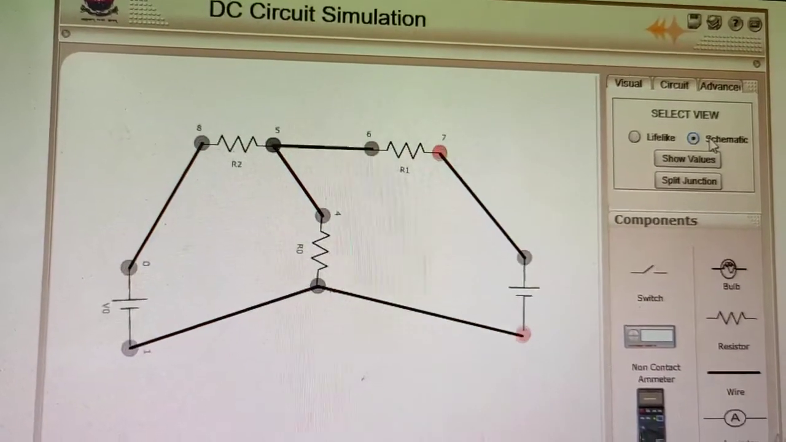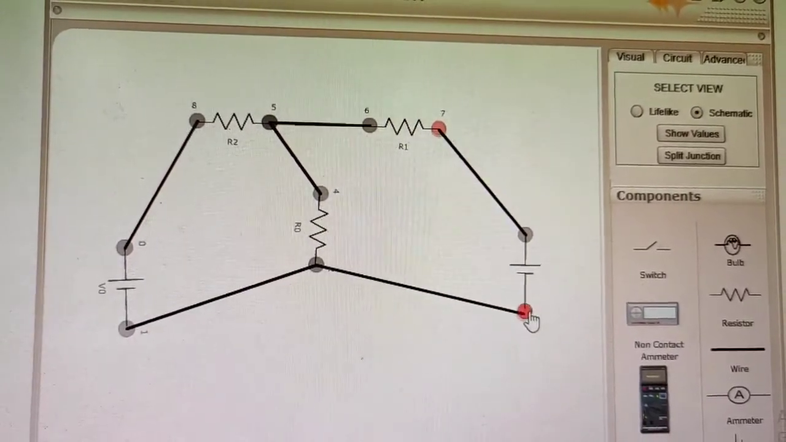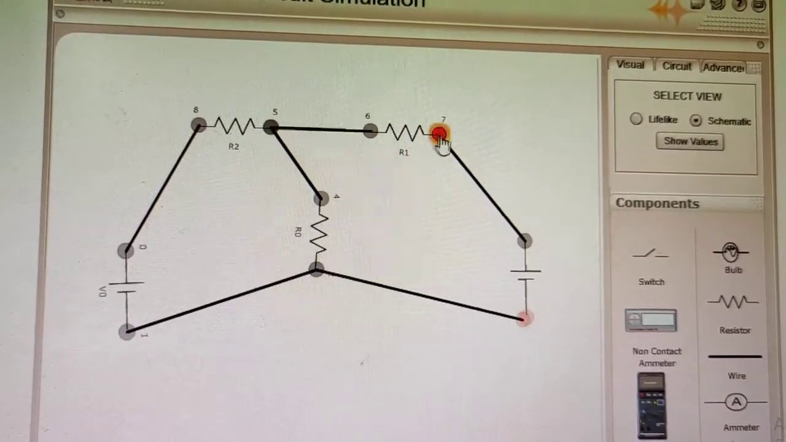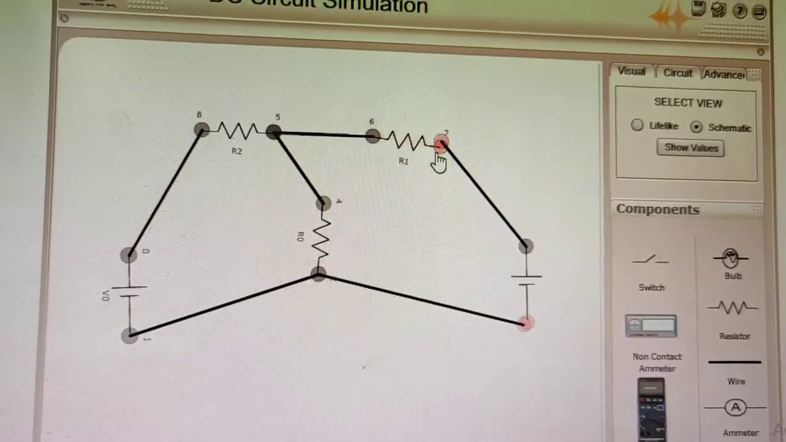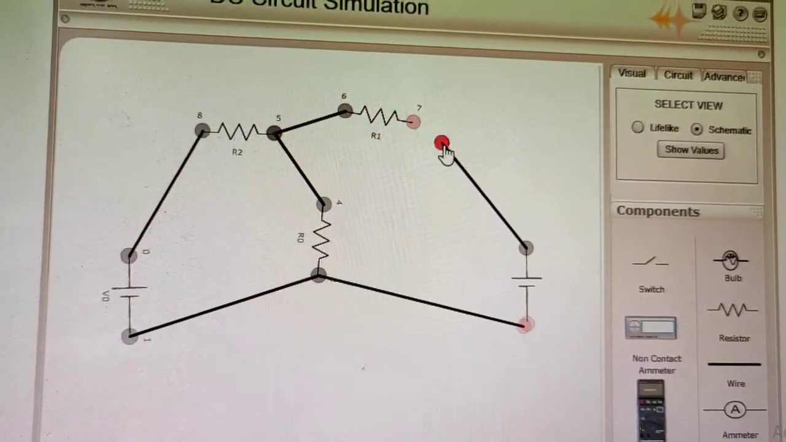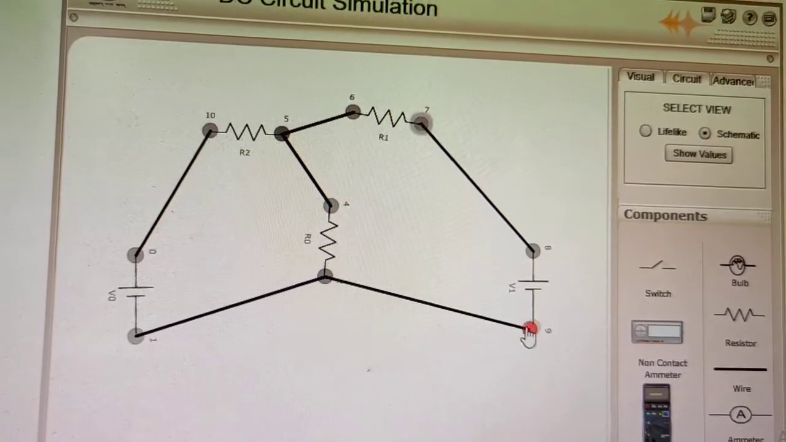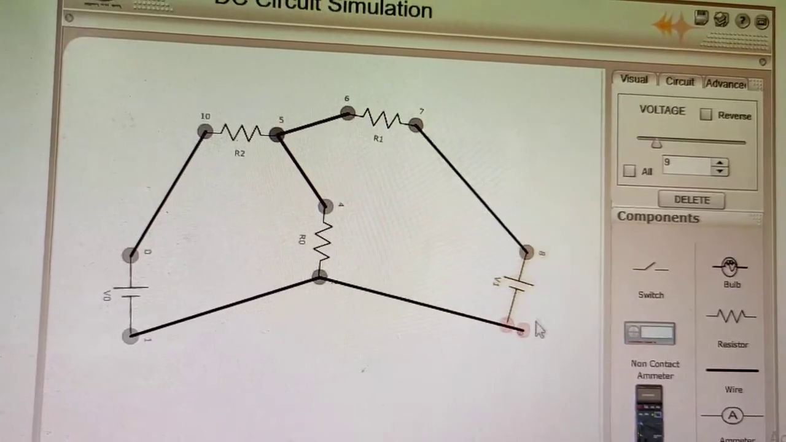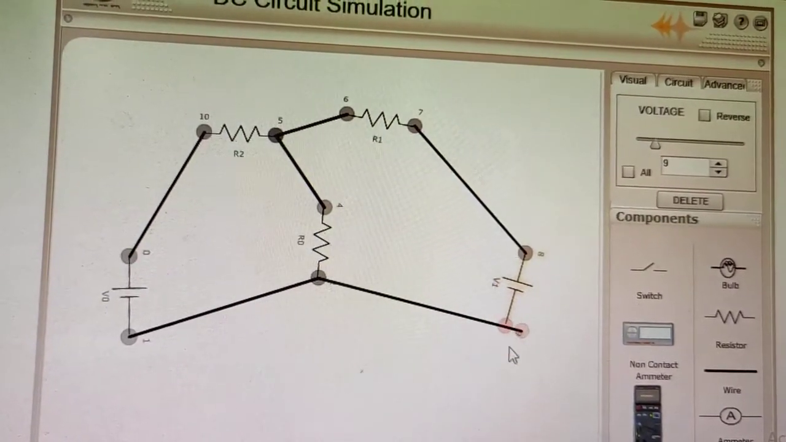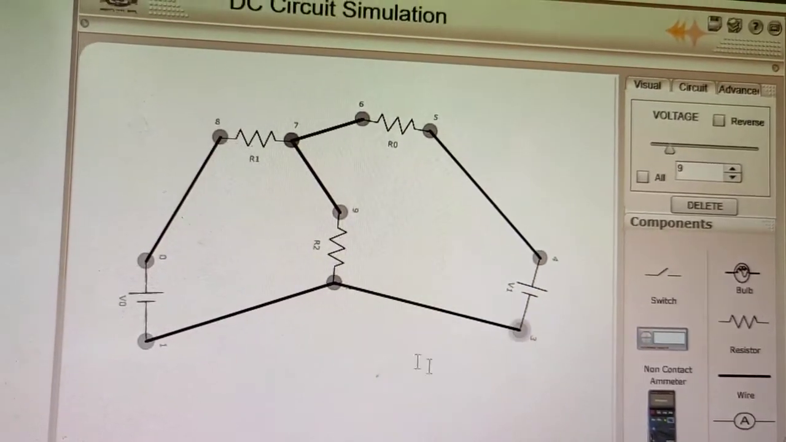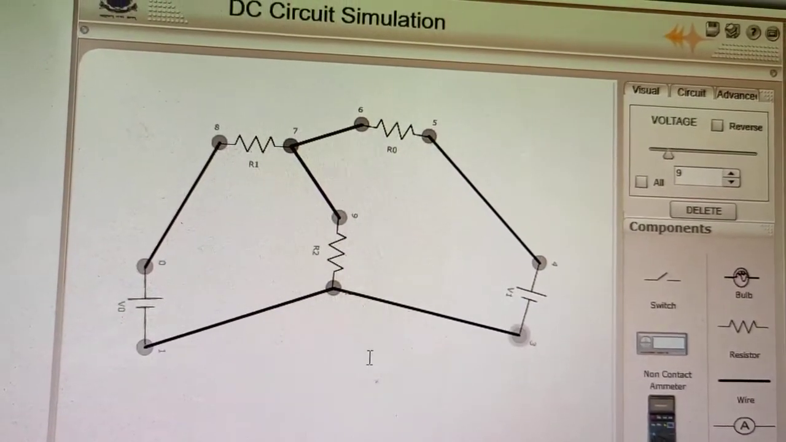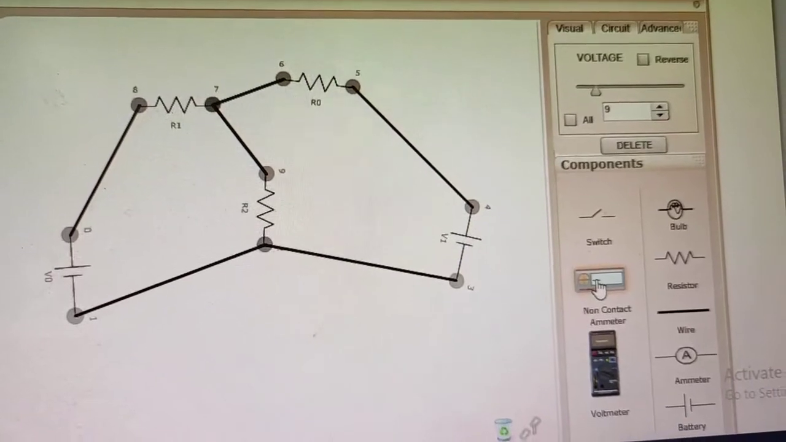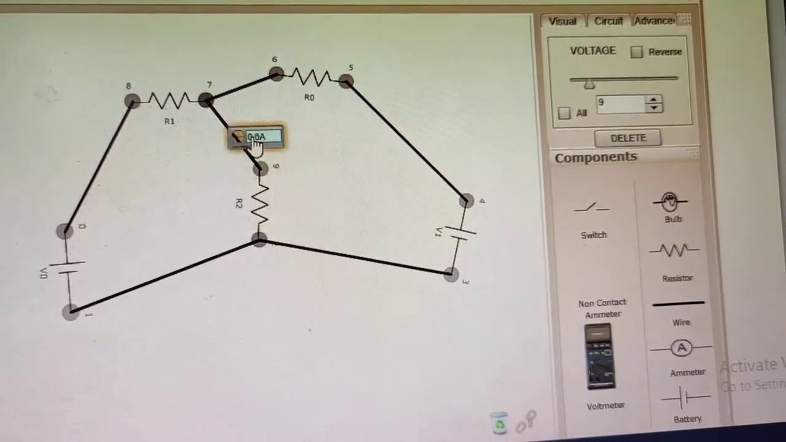Here you can go to the schematic to check whether your connections are done properly. Those two points are red, so their connection is not proper. Okay, now the connections are done as the circuit is completely black. Now you have to take this ammeter. Now we are going to find out the current flowing through the 40 ohm resistor.